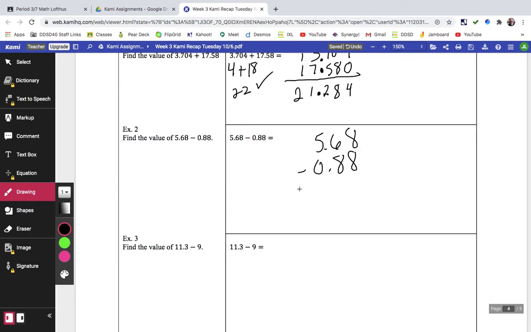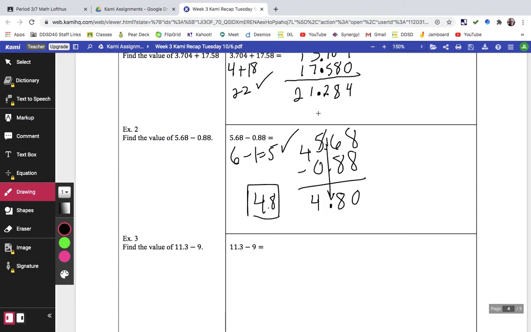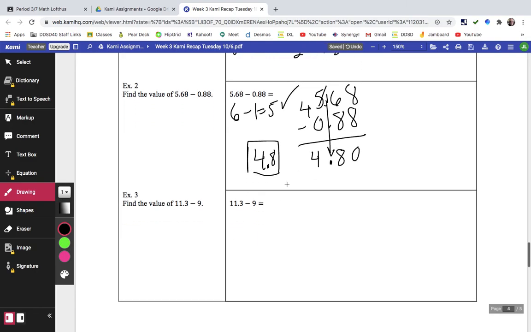.88. 8 minus 8 is 0. Can't take 8 from 6. 16 minus 8 is 8. This decimal point goes right there. 4 minus 0 is 4. So that's 4.8. And again, just checking, 6 minus 1 is around 5. That's certainly close. 4.8 seems closer than 48 or 0.48. So I think we got that one.